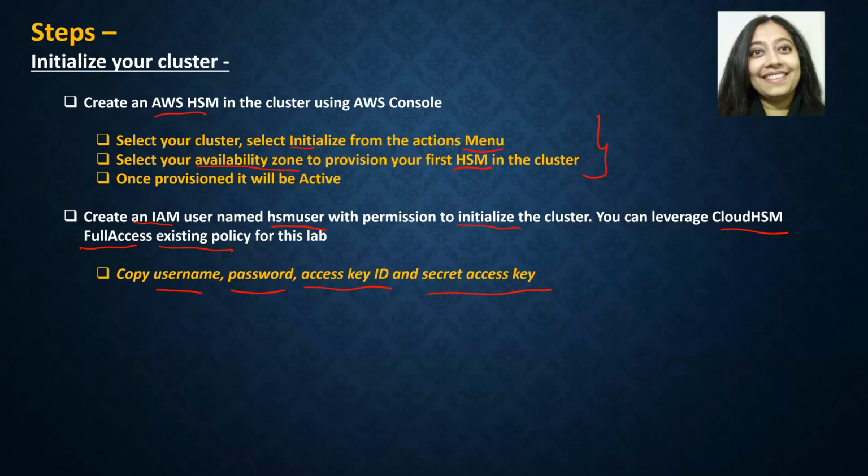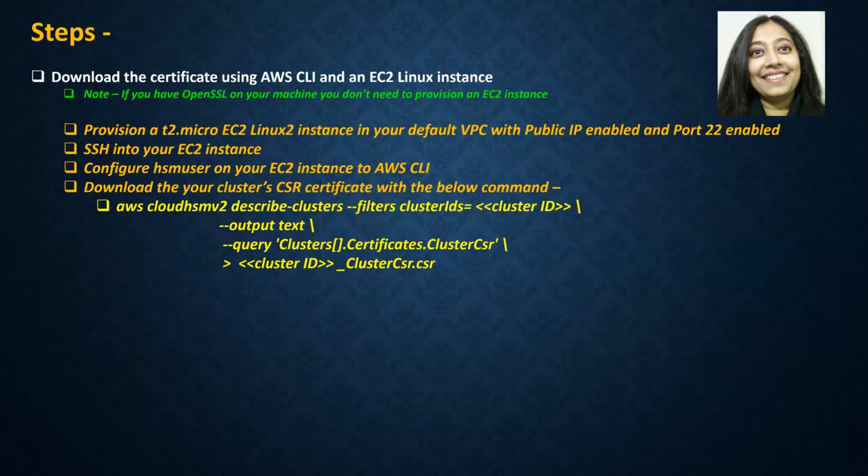Okay, so let's continue further ahead. So we've completed these steps. We are still awaiting our HSM to be active. So let's continue further ahead though. What we need to do in the next step is download the certificate for our cluster. Now, if you have OpenSSL on your machine, then use that. If you don't have it or you don't want to download anything on your machine, in that case, for this lab at least, leverage an EC2 Linux instance.